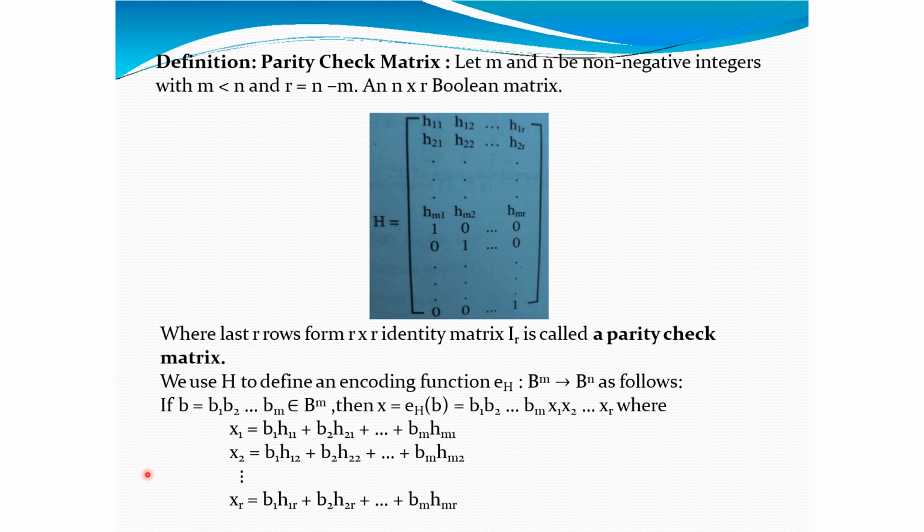Similarly, x2 is equal to b1 H12 plus b2 H22 plus and so on bm Hm2, which is nothing but row b1 b2 bm multiplied by the second column of that matrix. Similarly, xr is equal to b1 H1r plus b2 H2r plus and so on bm Hmr, which is equal to b1 b2 bm multiplied by the rth column. So in this way we have to calculate every element separately x1, x2, xr, and then we can write x equal to EH of b, which is b1, b2, bm, x1, x2, xr.